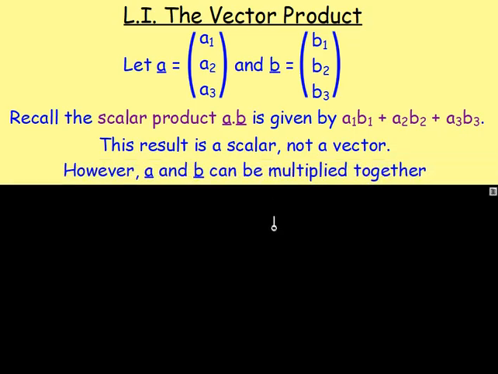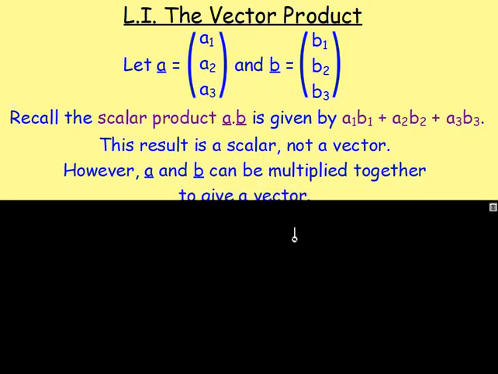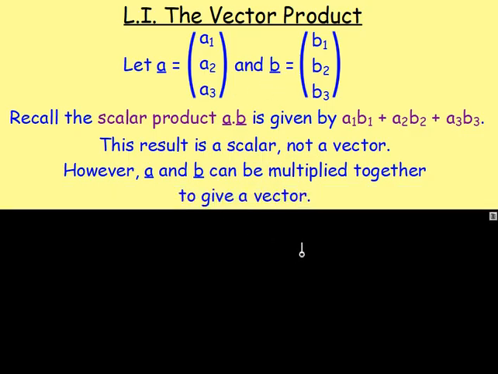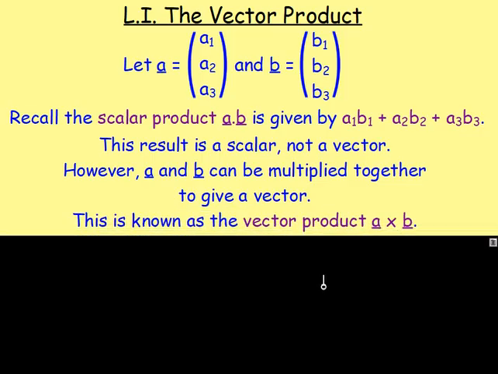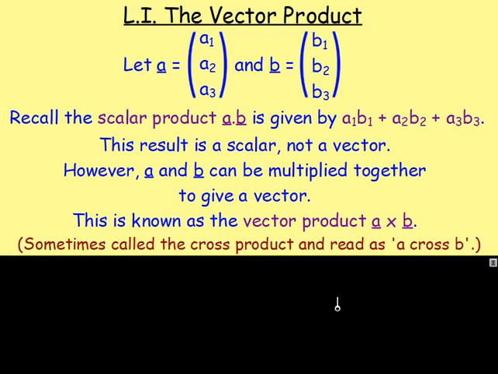However, there is a way to multiply vector A and vector B together to give you a vector. If you do that, it is known as the vector product, and it's sometimes called the cross product, and it's read as A cross B. So we've got the dot product, and that will give you a scalar, and we've got the vector product, or a cross product, which will give you a vector.